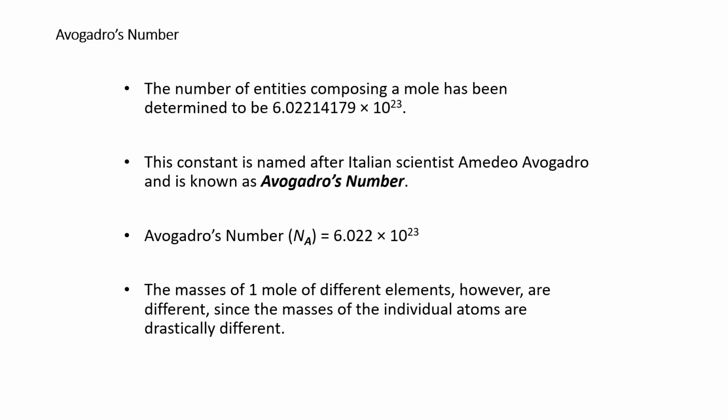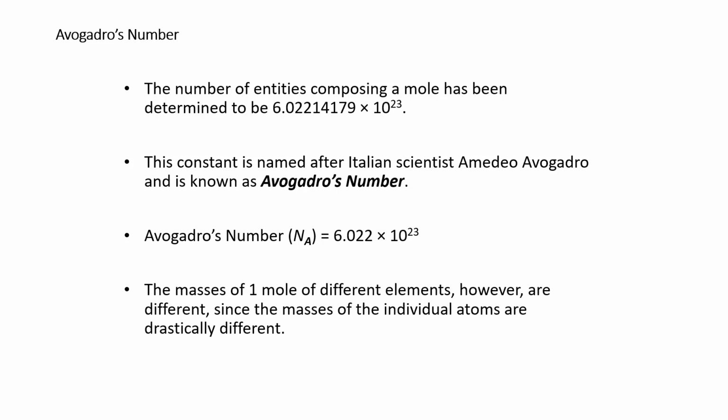So if I were to say I have a dozen eggs, we know that we have 12 eggs. But if I say that I have Avogadro's number worth of eggs, we're talking about 6.022 times 10 to the 23rd eggs. That's a ton of eggs. Another way to say that, though, is if I have a dozen eggs, I have 12 eggs. Or if I have a mole of eggs, I have 6.022 times 10 to the 23rd eggs. A mole is the number of entities equivalent to 6.022 times 10 to the 23rd.